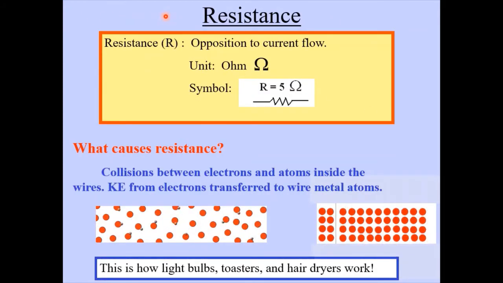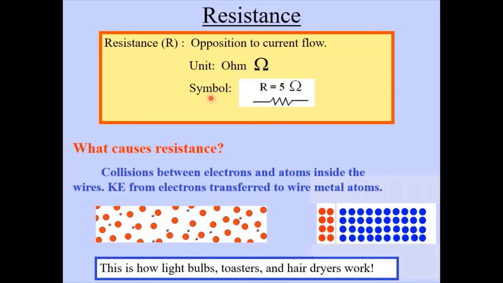Let's take a look at this idea of resistance in a little more detail. What is resistance? Resistance is the opposition to current flow. In other words, it resists the flow of current. Resistance is abbreviated with the letter R, and the unit of resistance is called the ohm, O-H-M, and the symbol for an ohm is the Greek letter omega, because omega sounds like ohm. This is the uppercase Greek omega, by the way.